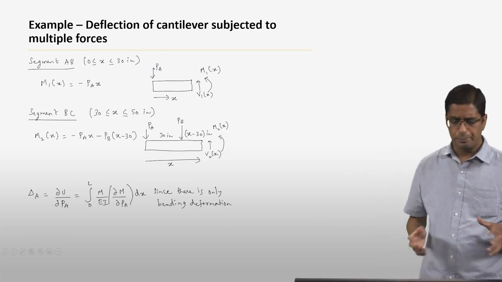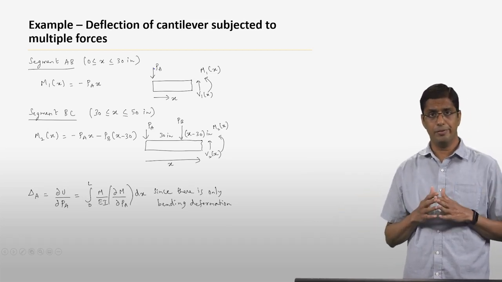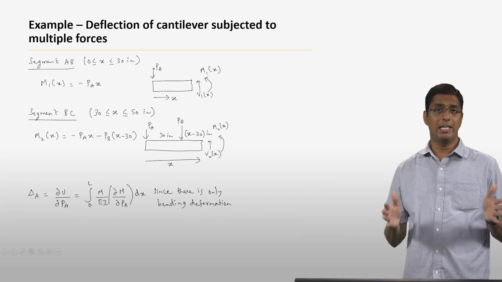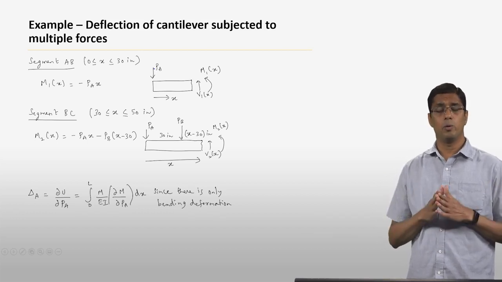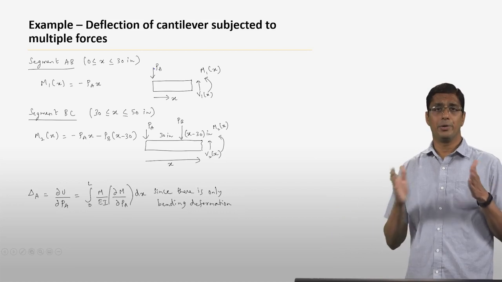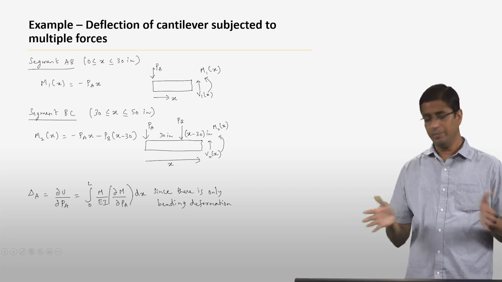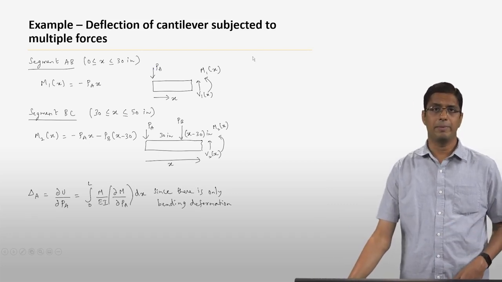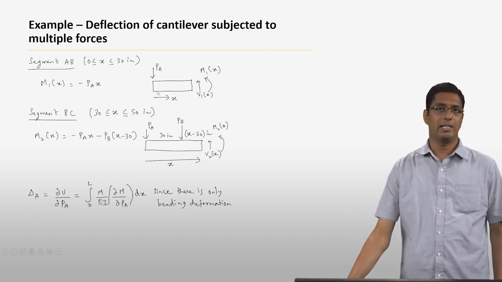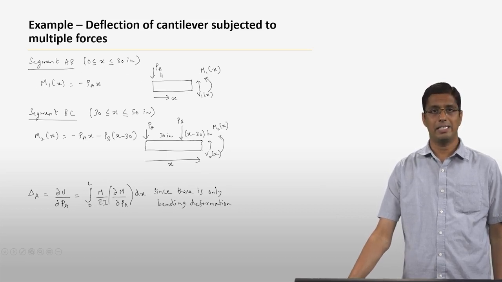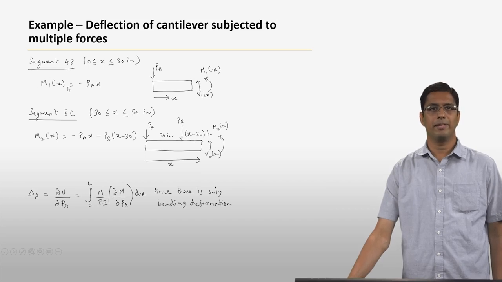Again, because there are two forces acting at point A and point B, the moment function is not going to be continuous over the entire length of the beam. So you have to look at segment AB and segment BC separately. If you draw the free body diagram for segment AB, this is how it looks, and then you can find the moment function. Here I have used M1 as the moment in segment AB, which is x from 0 to 30 inches. So M1 of x is minus PA times x.